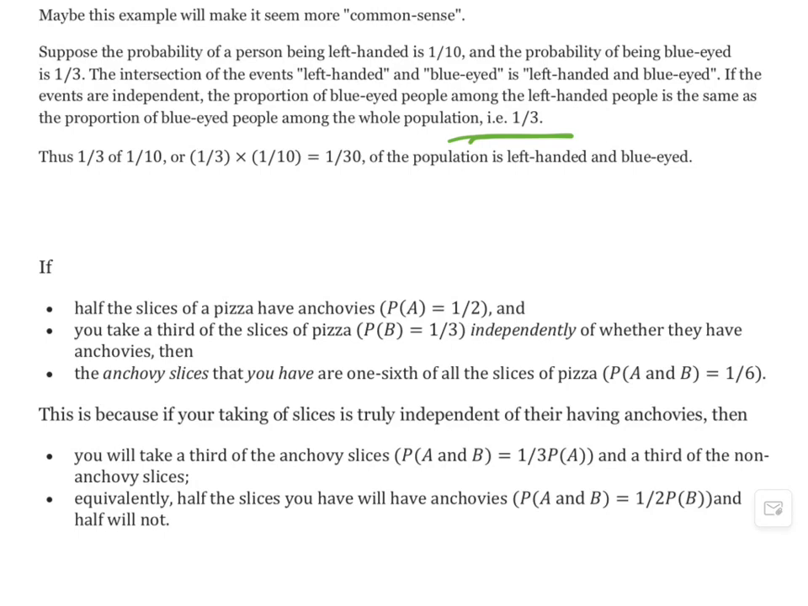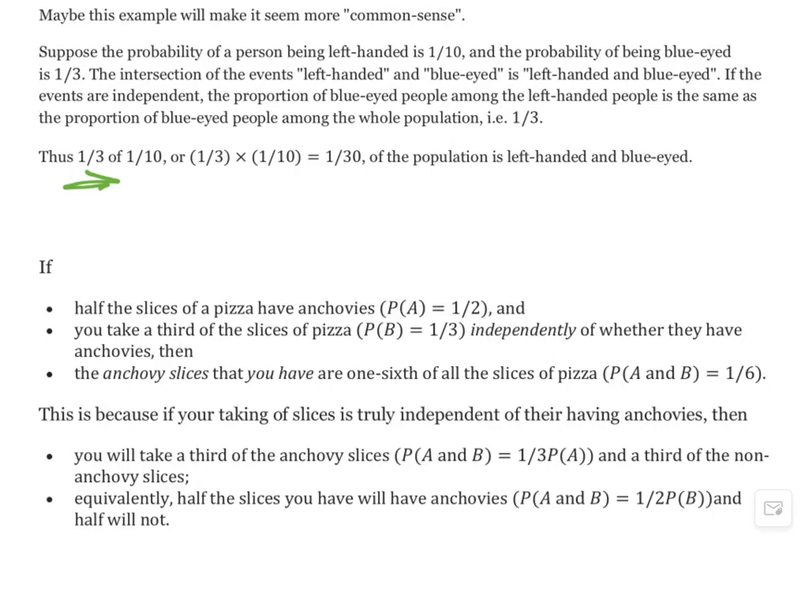All right. So thus, the same proportion, a third of them, right? So thus a third of 1/10, right? A third of the 10th. So the 1/10 is the people who are left-handed, and then the third is the blue-eyed. Okay? And again, to find a third of 1/10, you multiply. So a 30th of the population should be left-handed and blue-eyed.